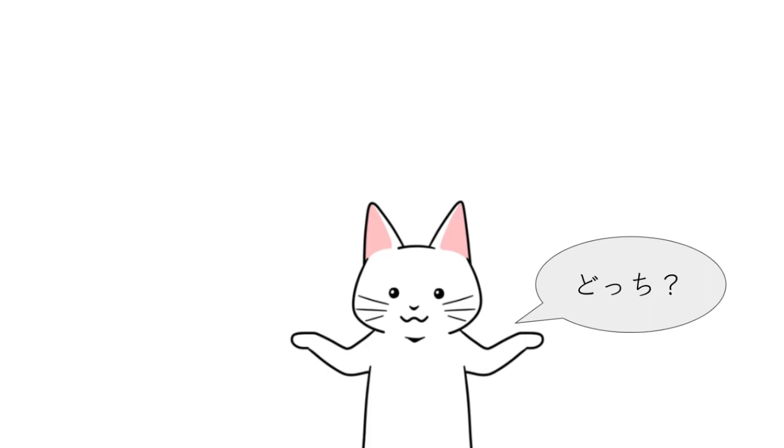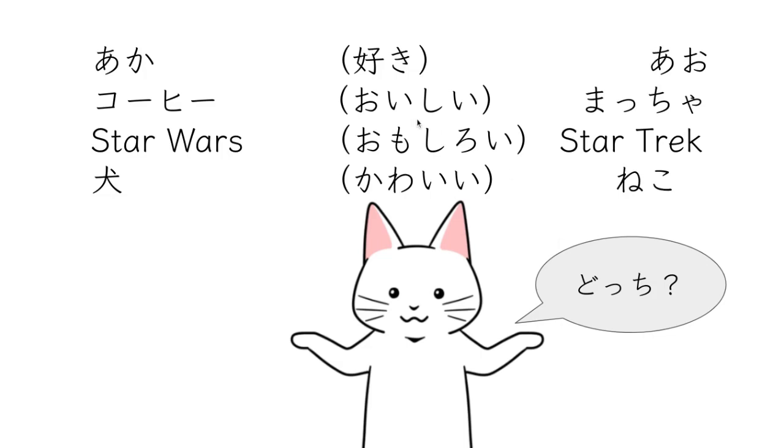Now, there's a cat and he has two arms extending. Let's try to compare a few things like these. So, 赤と青. The adjective that I put is 好き, おいしい, 面白い, かわいい, depending on the item. 赤と青。どっちが好きですか？赤より青の方が好きです。Or 赤の方が好きです。青の方が好きです。That's all you need to say.